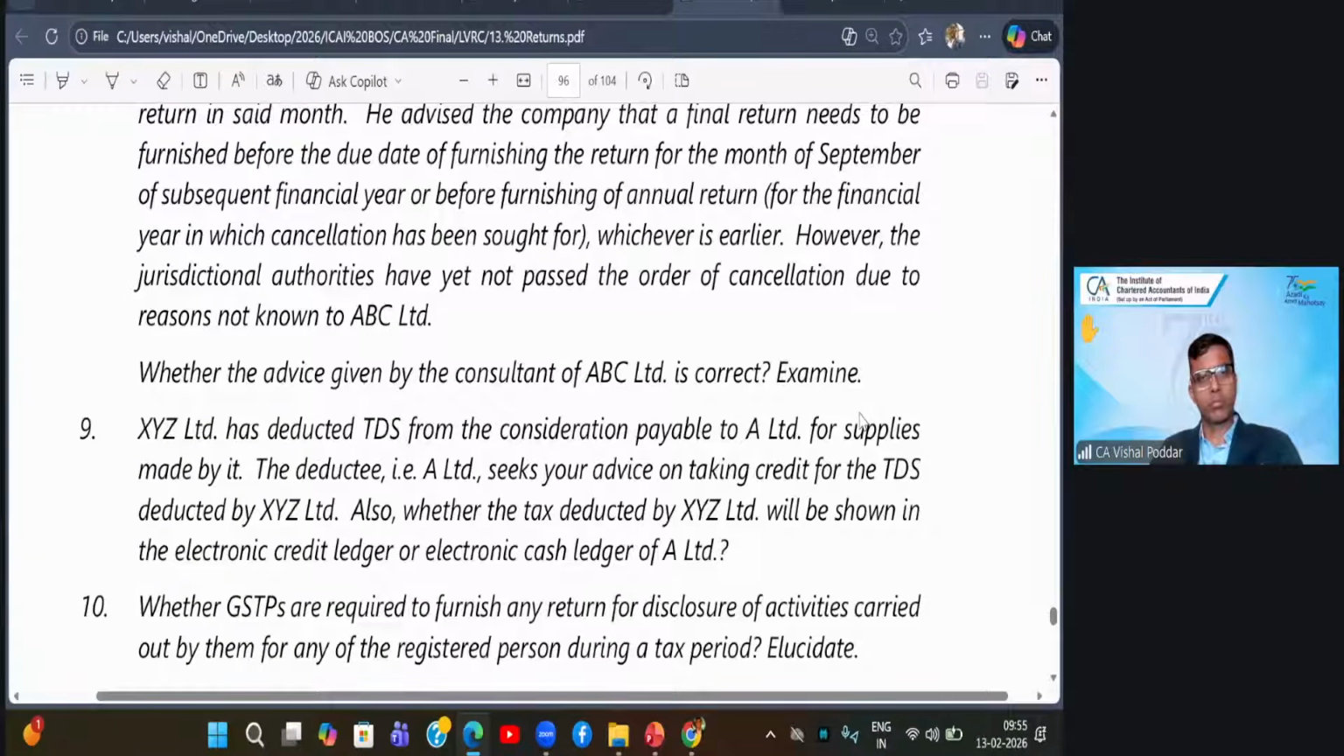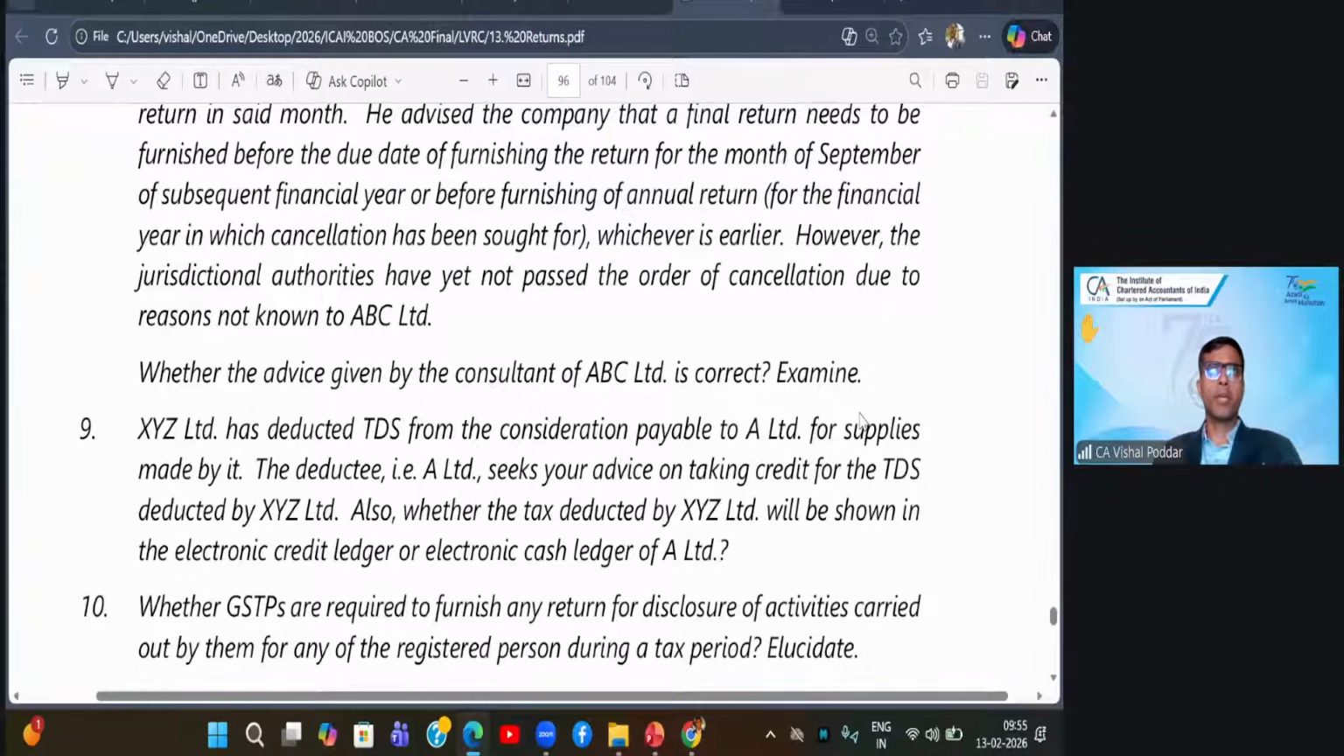Also, whether the tax deducted by XYZ Limited will be shown in the electronic credit ledger or electronic cash ledger of A Limited. See, now one thing is when the supplier charges GST, you take the ITC of that GST. Here, the recipient has deducted TDS. So obviously the recipient is going to be government. Now the government deducts TDS.